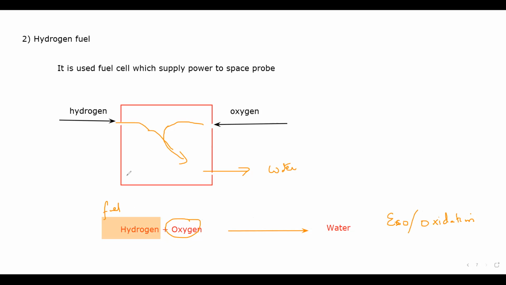So in a fuel cell, what happens? They mix hydrogen with oxygen, and this results in production of energy, and that energy can be used to drive different mechanisms. And why is it useful here? Because it does not produce any harmful substance, it produces water as a product.